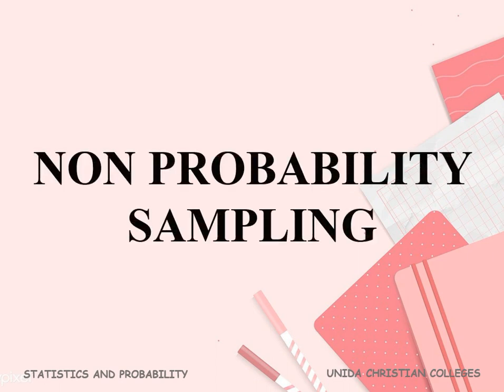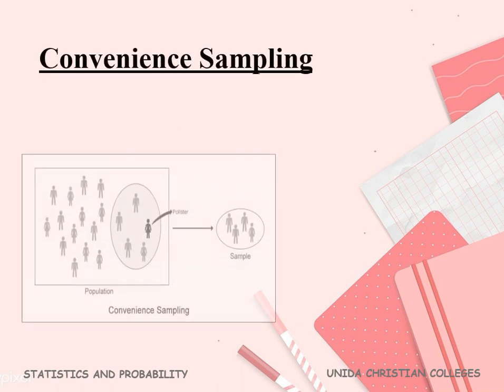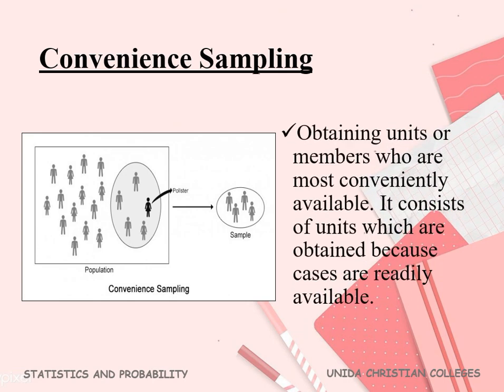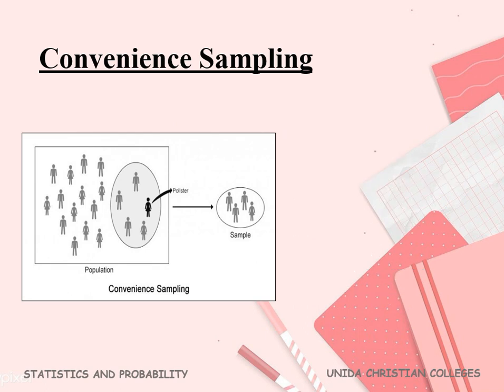Ayan. So, let's start with the non-probability sampling. Let's start with the first non-probability sampling, which is the convenience sampling. So, here, obtaining units or members who are mostly conveniently available. It consists of units which are obtained because cases are readily available. A researcher determines the required sample size and then simply collects data on that number of individuals who are available easily.